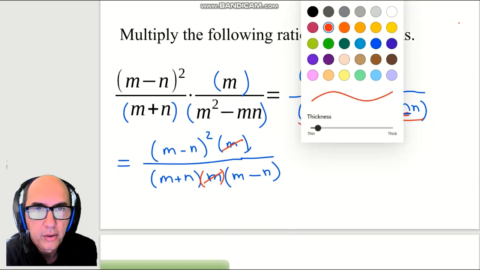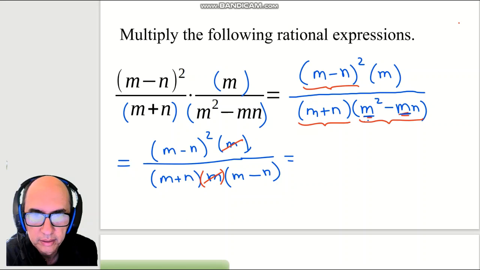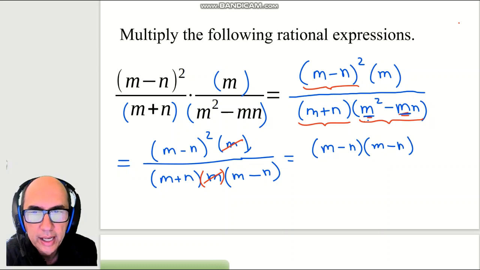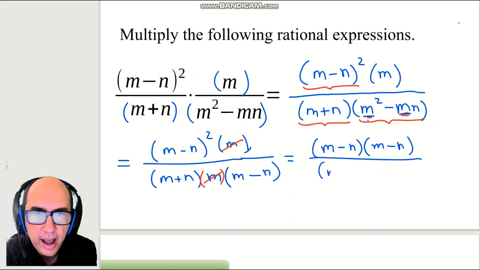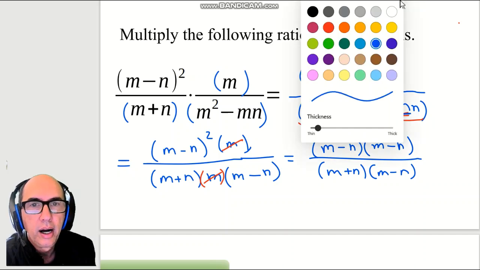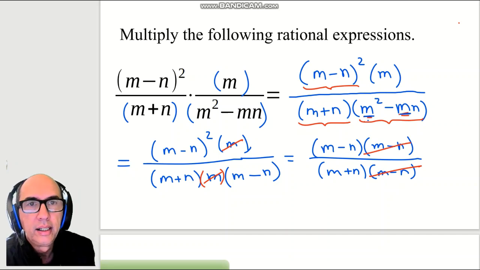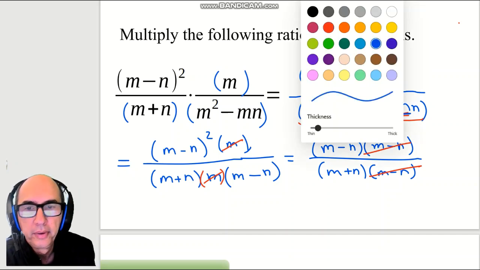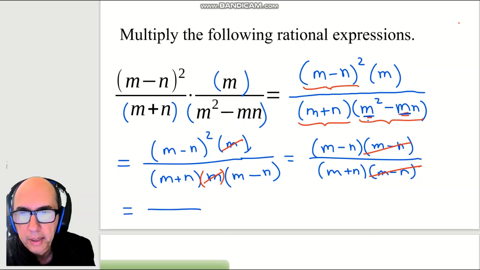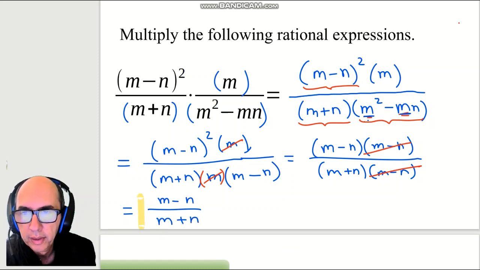Just remember, m minus n squared is the same thing as m minus n times m minus n, right? And if you have m plus n, m minus n, we can cancel out one m minus n with another m minus n. And the last step, that's the final answer. The simplest expression is m minus n over m plus n. That's going to be the final answer.